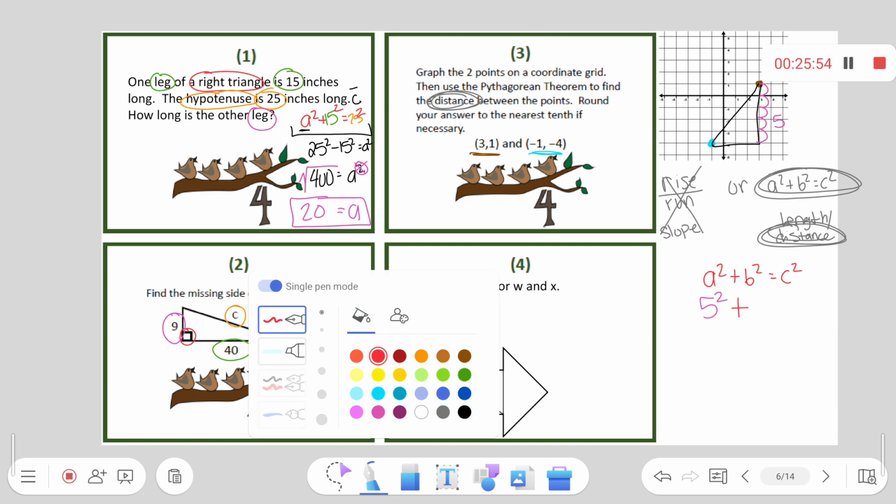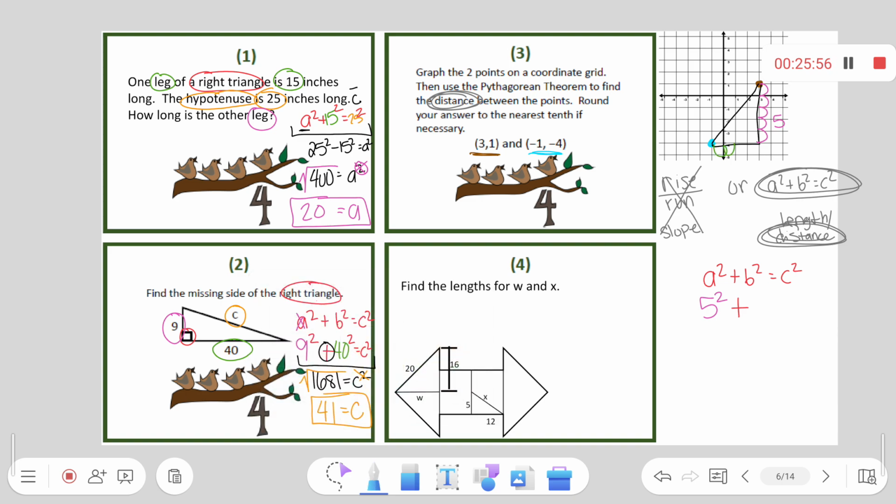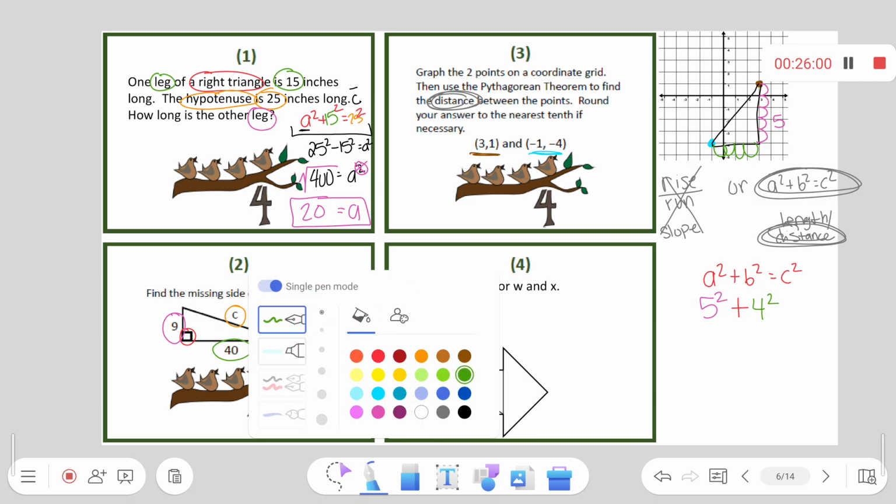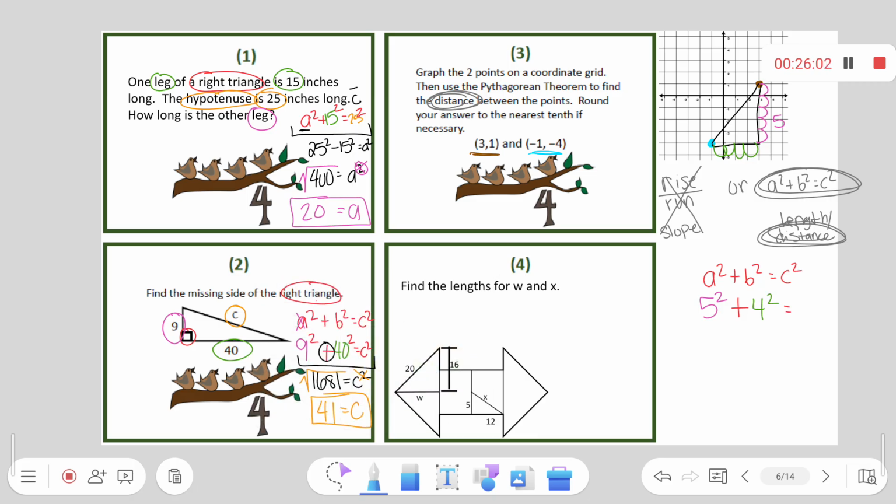The other leg is 4. And this is equal to c squared. From here, we can just type on our calculator. I just have to think, should I add or should I minus? We add if we know both numbers by the plus sign, which we do. We minus if we know c, which we don't. So we are adding 5 squared plus 4 squared, which is 41. So 41 equals c squared.